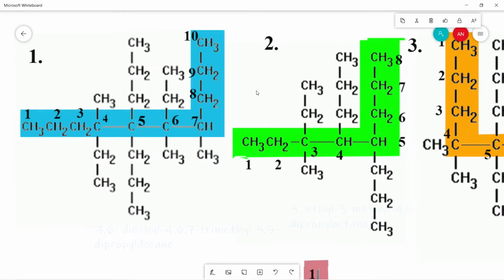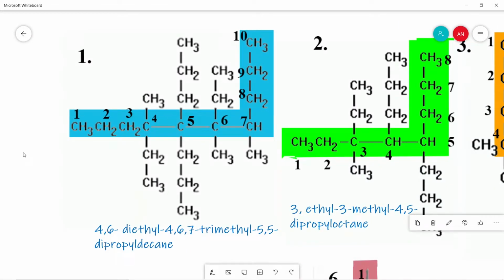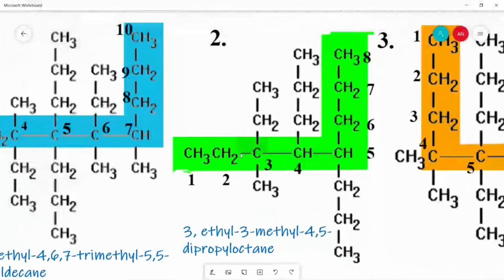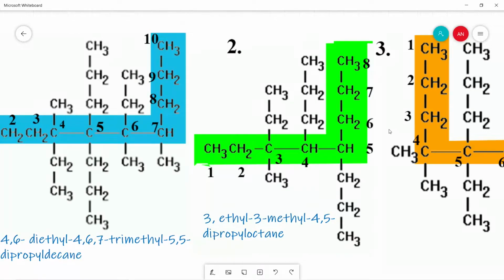Now moving to the second example. There is an 8-carbon parent chain, so it's octane, of course. There is one methyl radical on the third carbon, so it's 3-methyl, and 3-ethyl as it also contains an ethyl radical on the third carbon, and two propyl radicals on the fourth and fifth carbons. You can also assign the numbers the other way, but it's up to you which side you assign the numbers from.